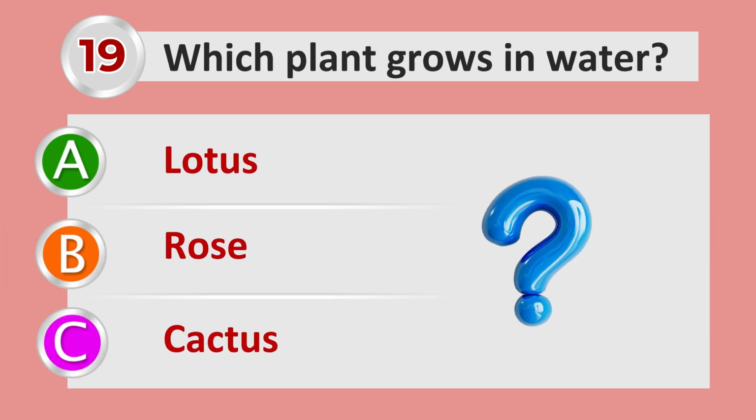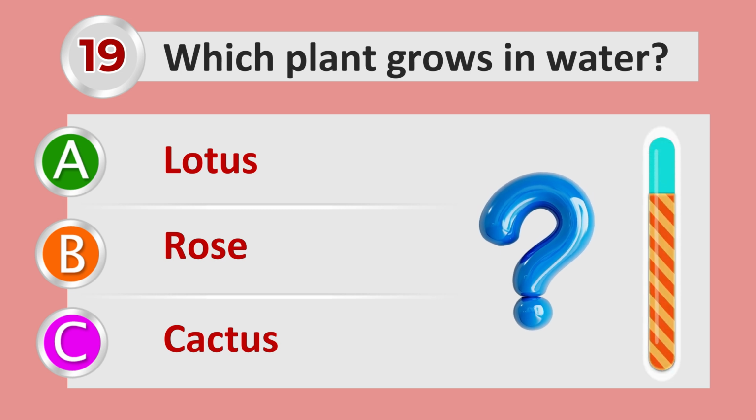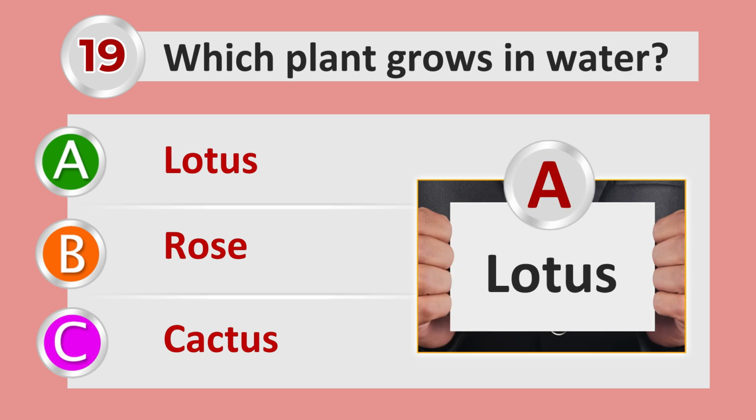Which plant grows in water? A. Lotus. B. Rose. C. Cactus. Answer is the A. Lotus.